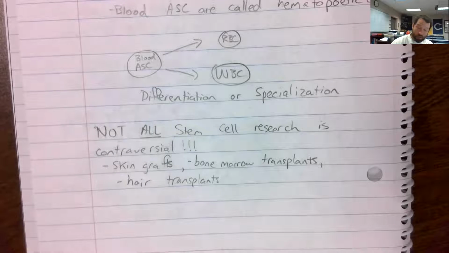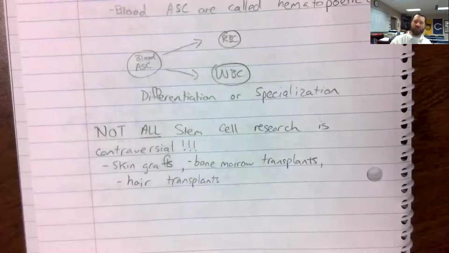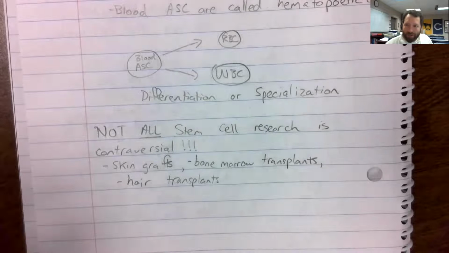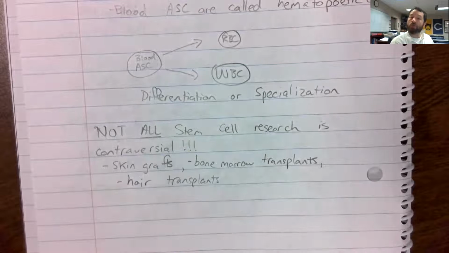So all of these and more are examples of multipotent stem cell research that are not controversial. So when you hear someone say, I hate stem cells and I hate stem cell research, ask them, what kind of stem cell research do you hate? Because multipotent stem cell research and procedures, not controversial at all, really.